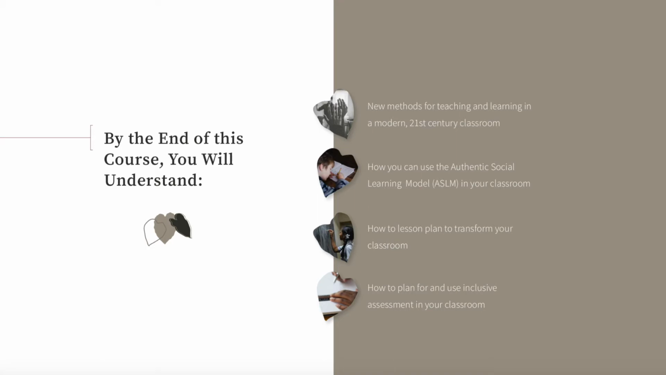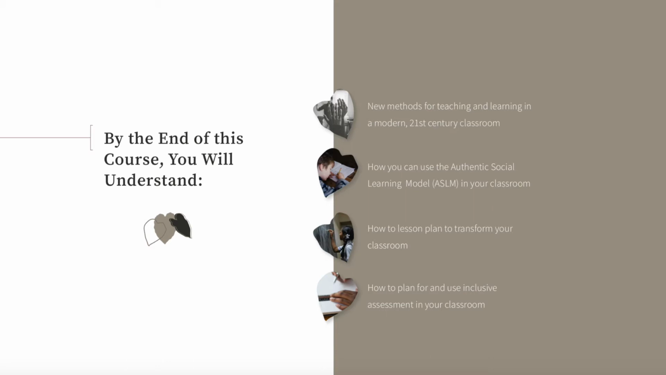By the end of this course, you will understand new methods for teaching and learning in 21st century math classrooms, how you can use the ASLM to design, deliver, and evaluate effective and inclusive STEM instruction for all students, including high-needs students, how to lesson plan and transform your classroom into an inclusive 21st century classroom. And finally, how to plan for and use inclusive assessment in your classroom.